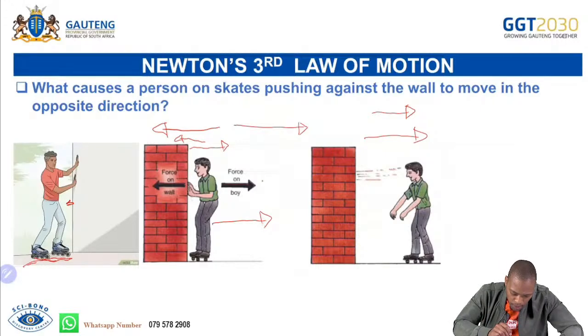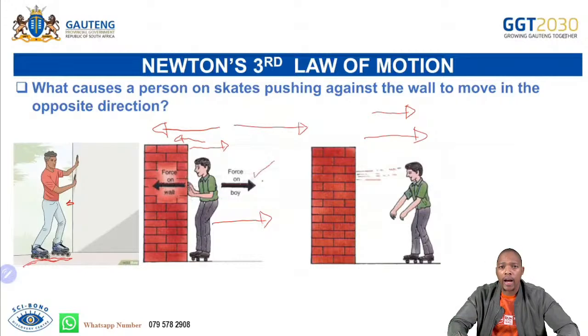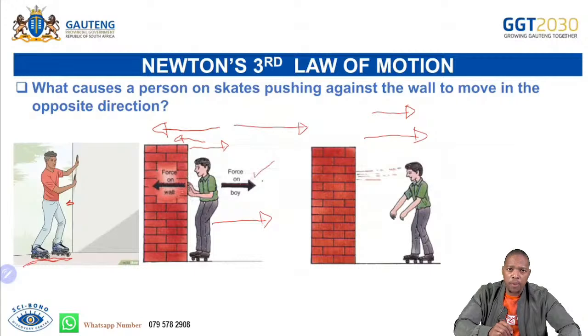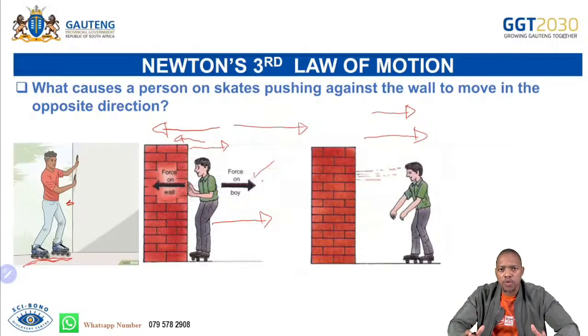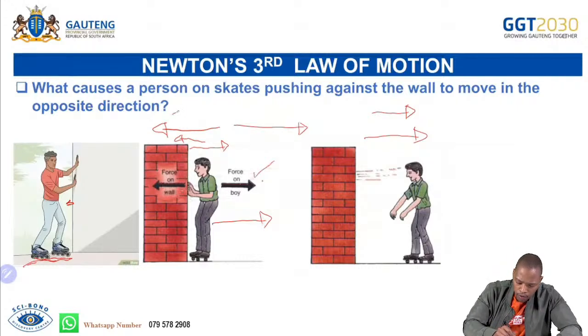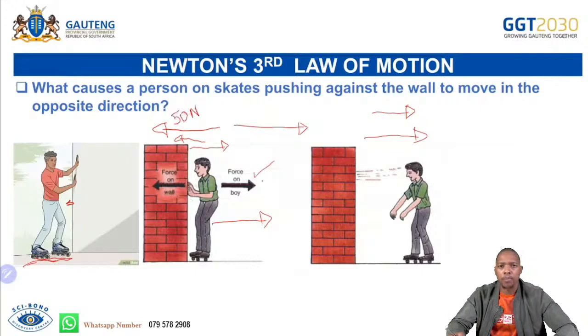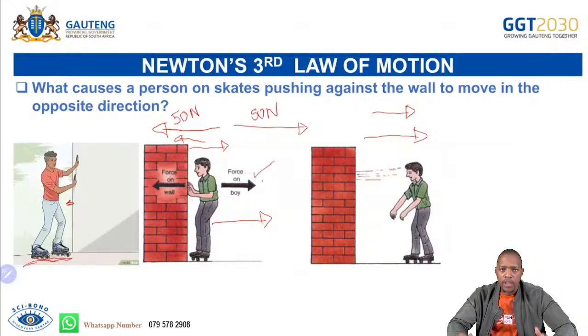So the guy starts by applying a force on the wall, right? And then the wall will also apply the force on the guy. And the force that is exerted by the wall on the guy is the same as the force that is exerted by the guy on the wall. They are the same in terms of their size, in terms of their magnitude. So what do we mean when we say in terms of their size? We mean if this guy exerts a force of 50 newtons, for example, on the wall, the wall will also exert a force of 50 newtons on the guy. That's what Newton tells us.